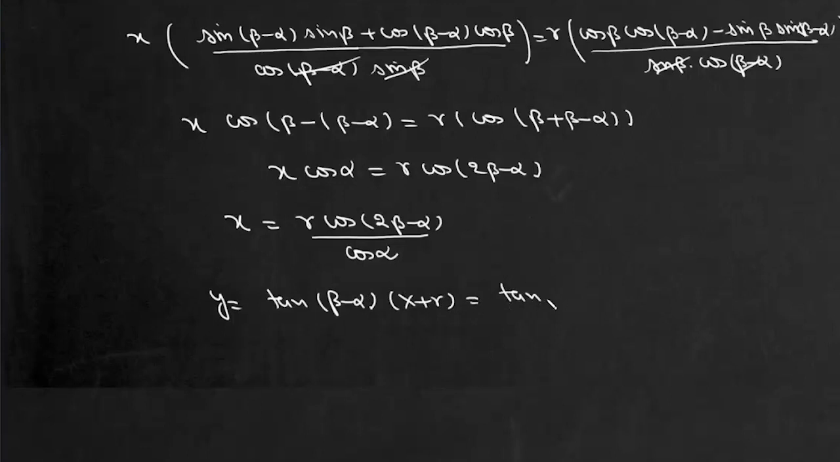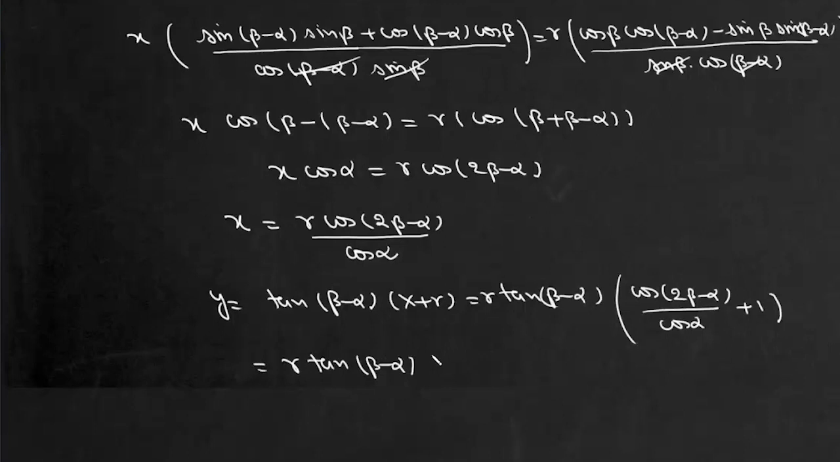So there will be tan beta minus alpha. X is this value plus r. So we'll take this r common, and then we'll have cos 2 beta minus alpha upon cos alpha plus 1, which is r tan beta minus alpha, and this is cos 2 beta minus alpha plus cos alpha upon cos alpha.